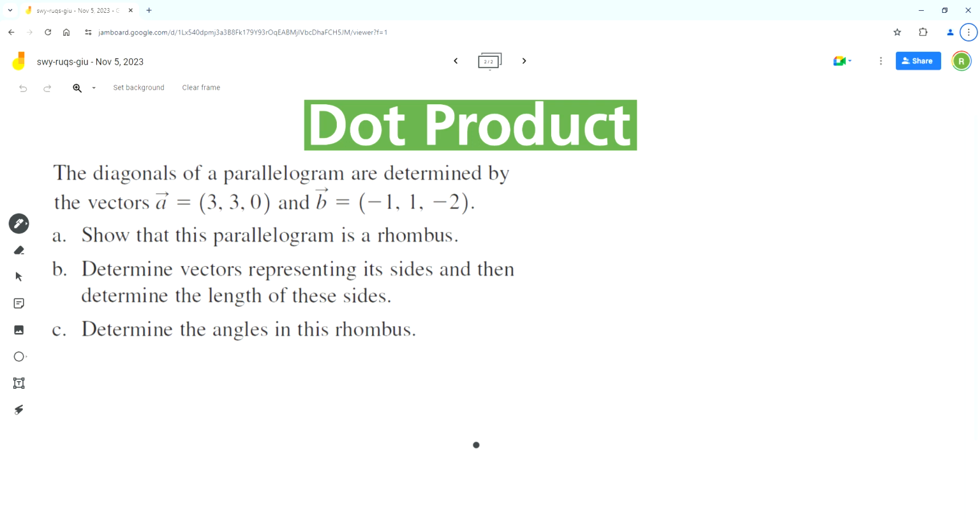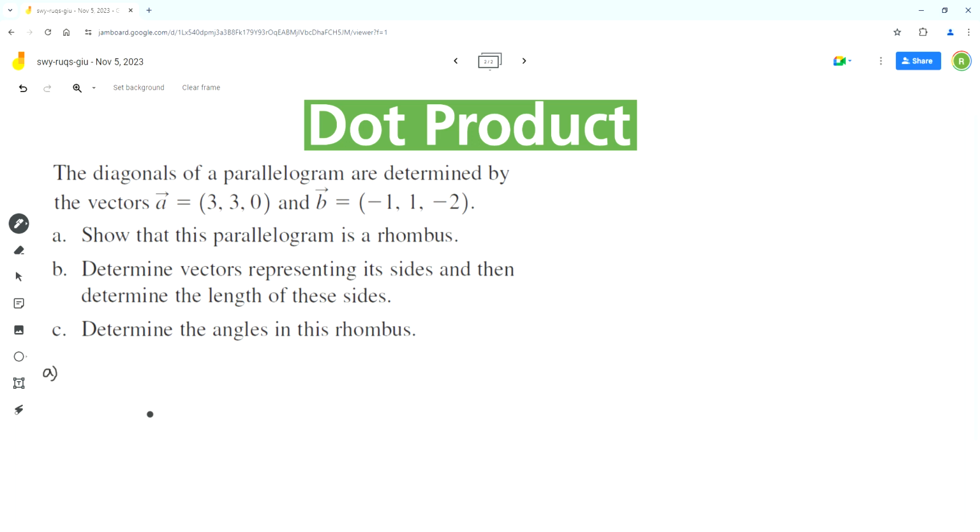So in this video, we'll solve this problem using the concept of dot product. As per the problem, the diagonals of a parallelogram are determined by vectors A and B. In part A, we have to show that this parallelogram is a rhombus. So let's start with part A.